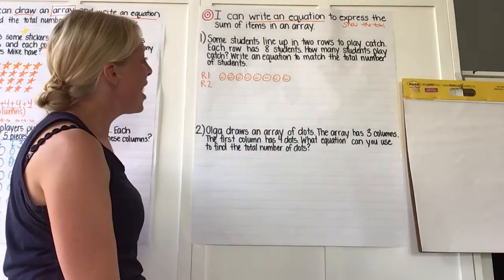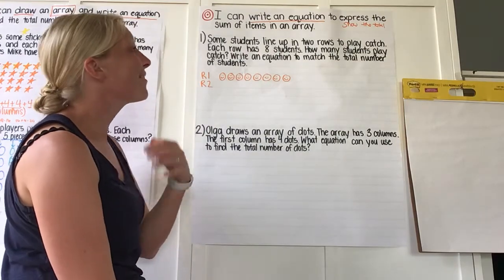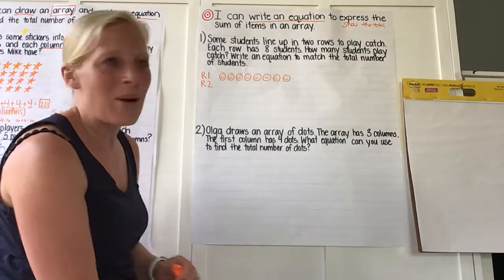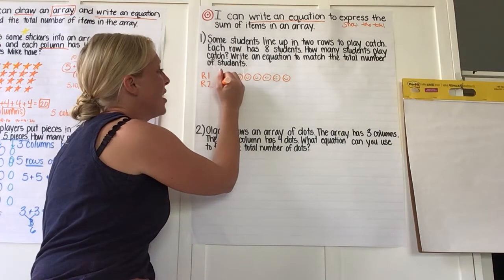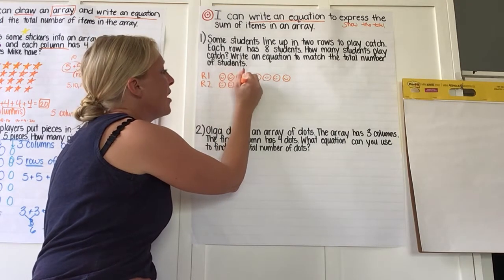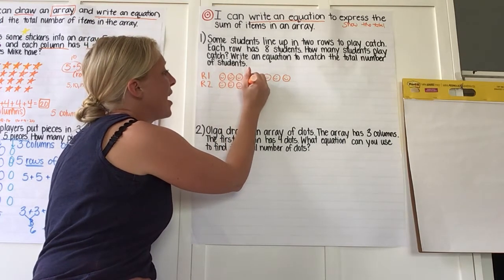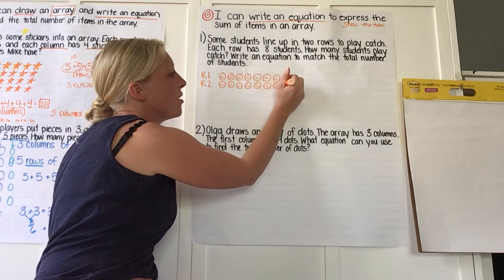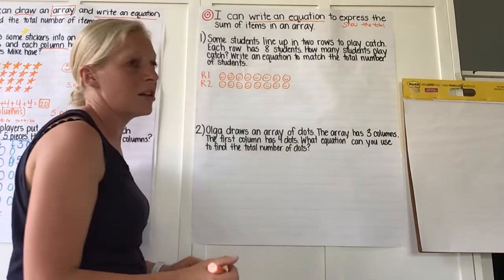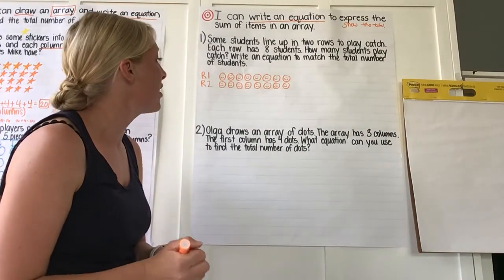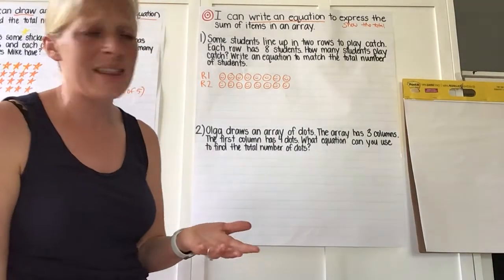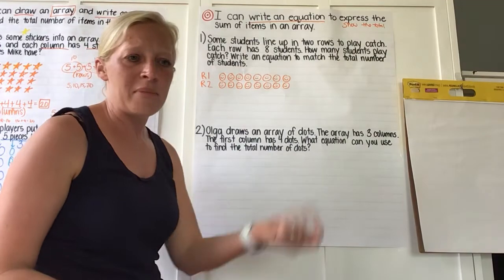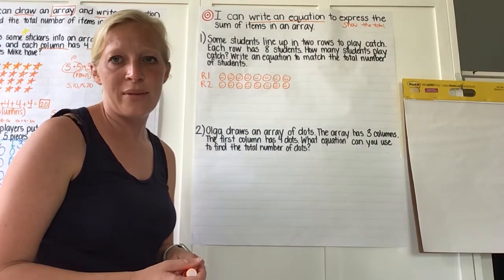Very good. And what about my next row? Each row has 8, so I'm going to draw 8 more. And what do I know about an array? My rows have to be equal, and my columns have to be equal. Very good. So when I see that picture, what do you immediately write as your equation?